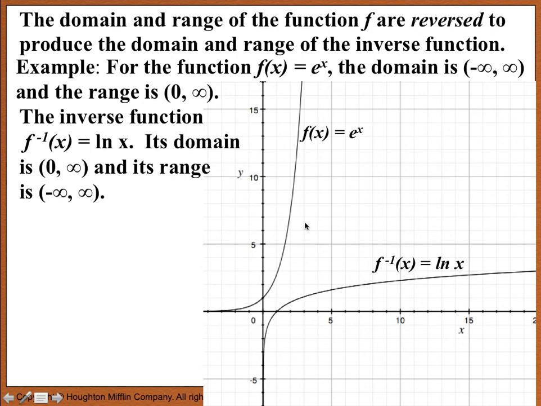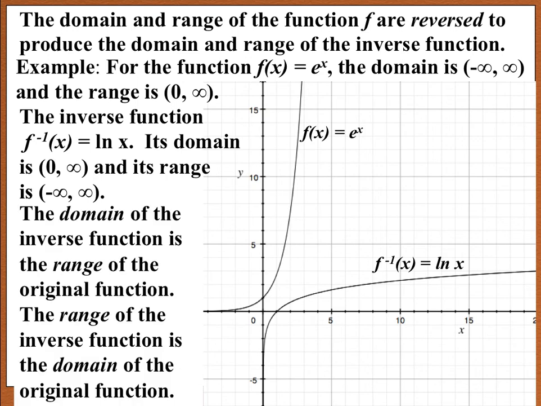Notice how the range of one is the domain of the other, and the domain of one is the range of the other. So the domain of the inverse function is the range of the original function. The range of the inverse function is the domain of the original function.